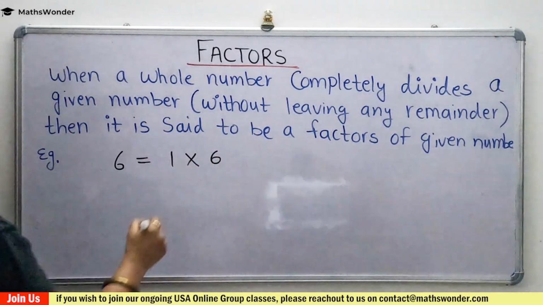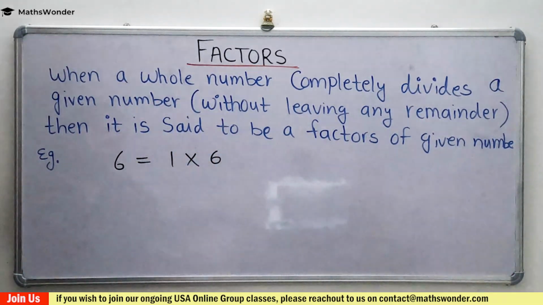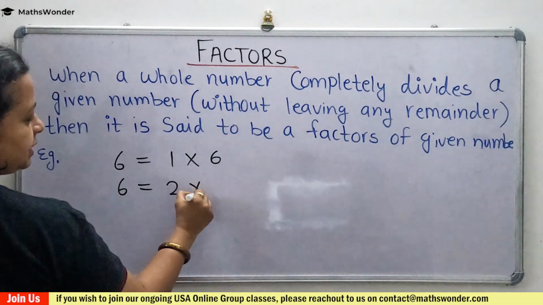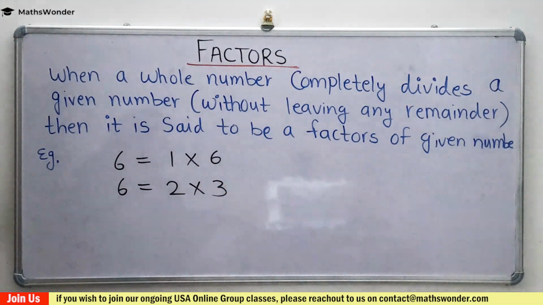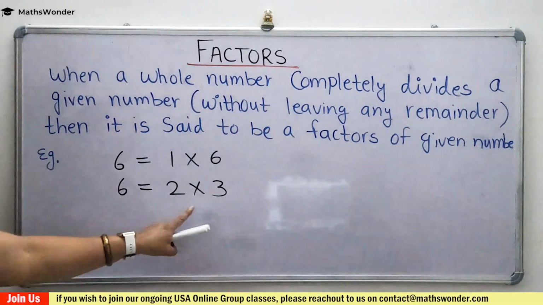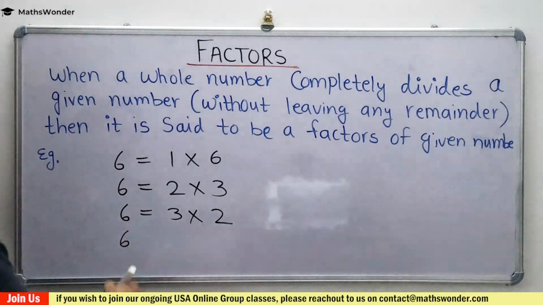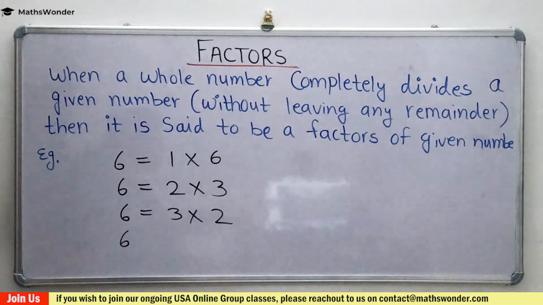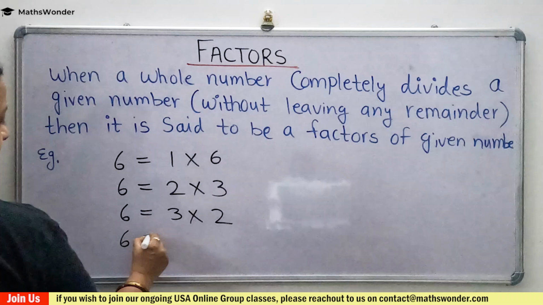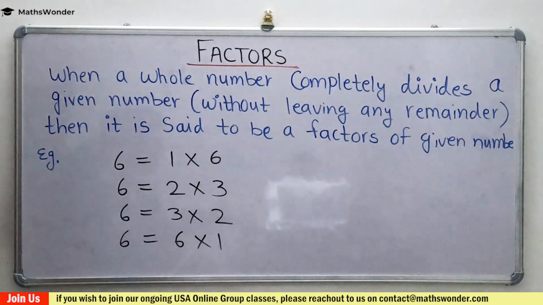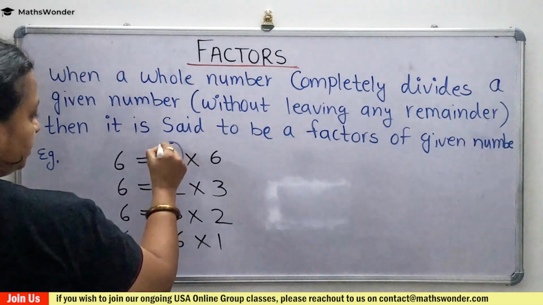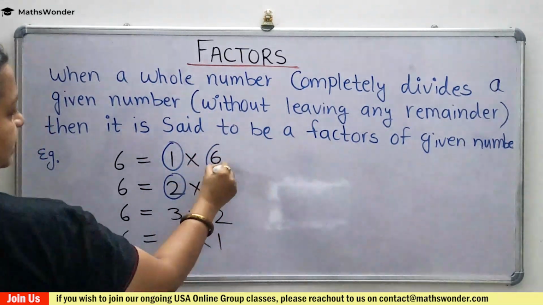1 times 6 will be 6. Yes. Now any other way? 2 times 3 will be 6, right? 3 times 2 will be 6. Yeah. And 4 is also possible? 4 times any number will give 6? No. 5, no. 6, yeah. 6 times 1 will give 6, right? So you can say that 1, 2, 3 and 6.